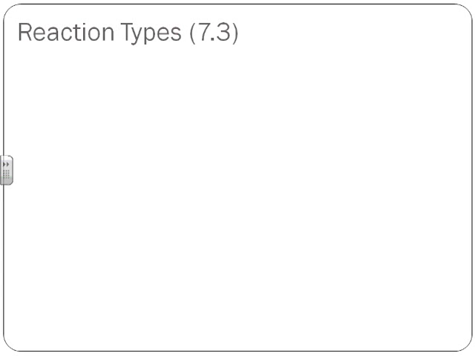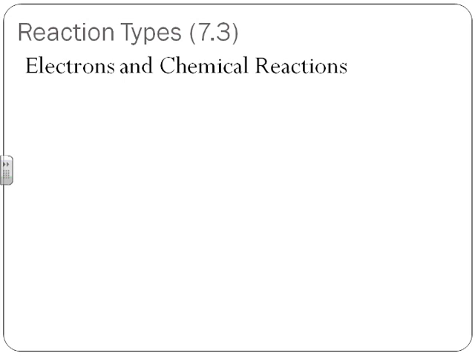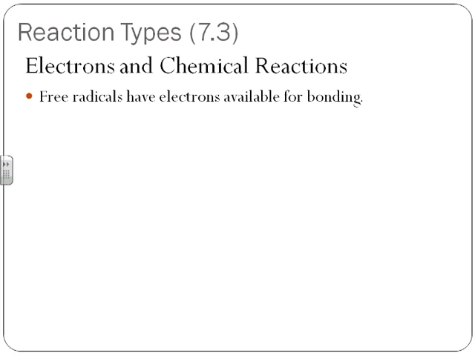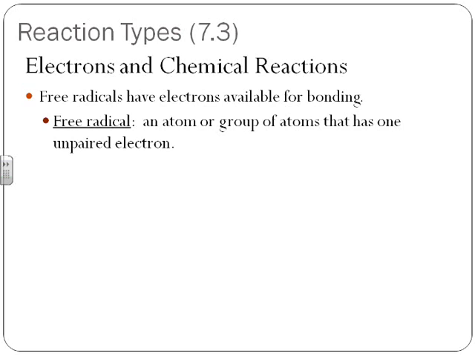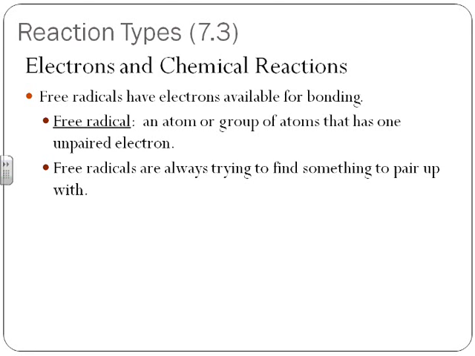All right, for our last video of Chapter 7, we're going to talk about electrons in chemical reactions. First of all, sometimes you have free radicals, which are atoms that still have electrons available for bonding. And so we name those free radicals, and it could be an atom or it could be a group of atoms. Make sure you know that definition. Now, free radicals are always trying to find something to pair up with, because remember, if they can pair up with something and have a full outer layer, then they're most happy that way.